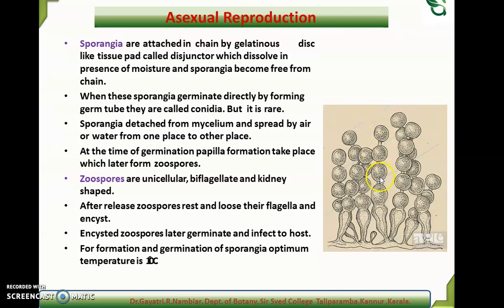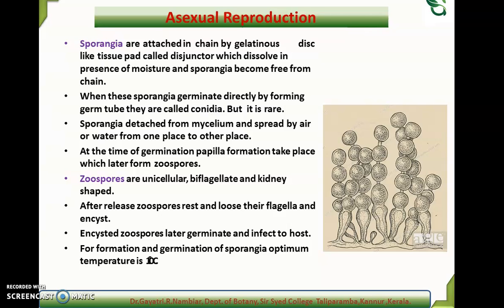So this is the sporangium. They are borne on the sporangiophore and arranged in a basipetal manner, and the sporangia are attached by means of a gelatinous pad or disc-like structure known as the disjunctor. When these sporangia germinate directly by forming a germ tube, they are called conidia. Some scientists prefer to call them conidia and conidiophore, but the majority support the view of sporangia and sporangiophore. Sporangia detach from the mycelium and spread by air or water from one place to another.